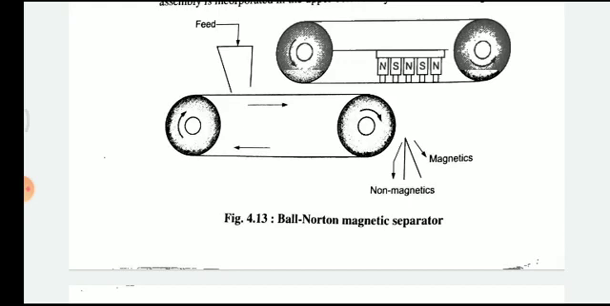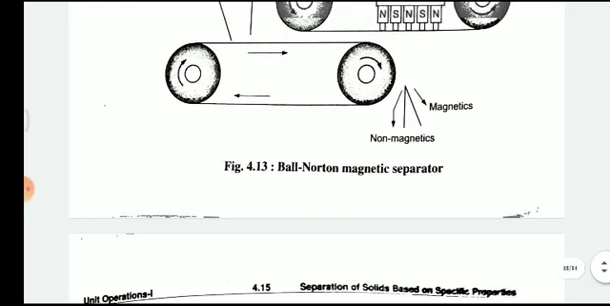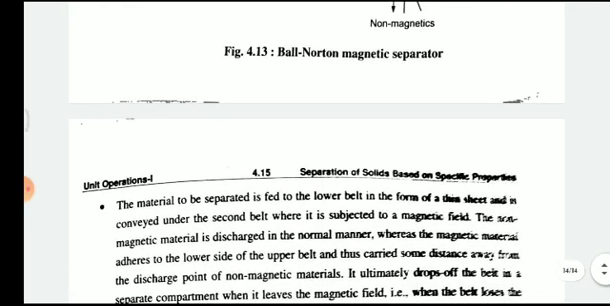So exactly here, two pulleys are available: the bottom is simply the conveyor belt, and the top, the upper part, is the magnetic pulley, which attracts the material. Okay, so this is the Ball Norton magnetic separator.